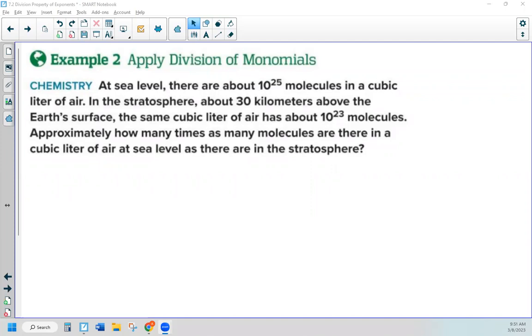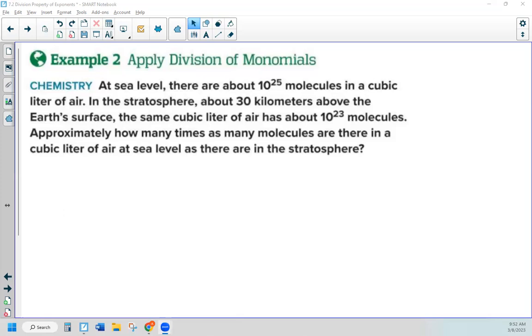All right. Example number 2. At sea level, there are about 10 to the 25th power molecules in a cubic liter of air. In the stratosphere, about 30 kilometers above the Earth's surface, the same cubic liter of air has about 10 to the 23rd power molecules.